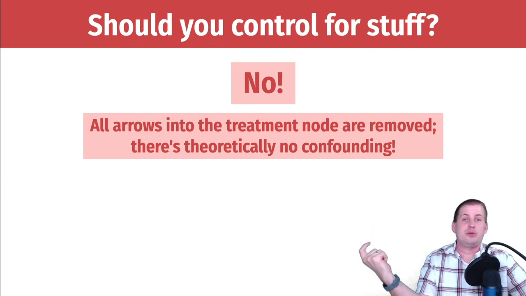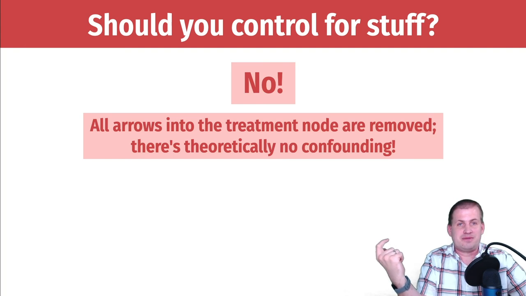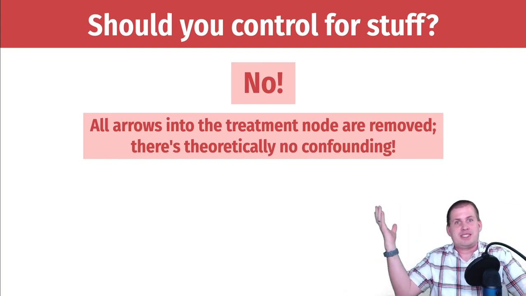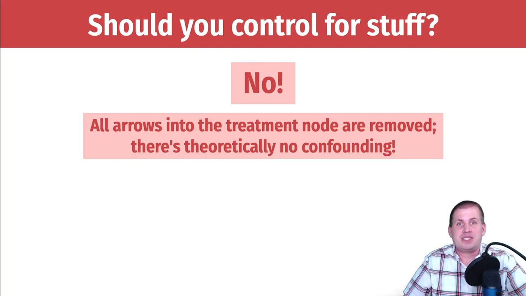It is tempting to, in your past stats classes, kind of the main intuition that you get is just control for everything. But in this case, don't. Because it's going to bias your results and give you the wrong answer. So don't over control for stuff.